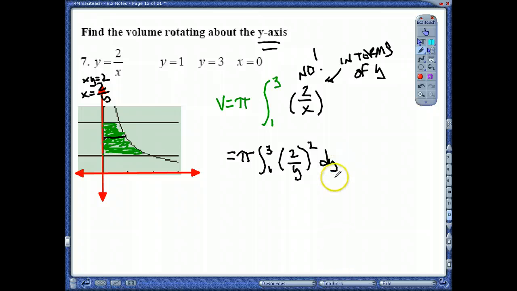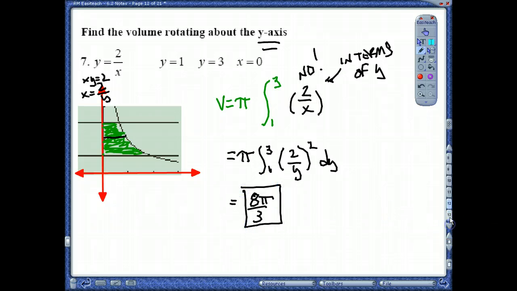You have to have the y variables. I know if you put it in your calculator, you'd get the same answer, but I need to see the setup. The setup is just as important as the answer. When I put that in my calculator, I'm going to get my 8 pi over 3. So very nice.